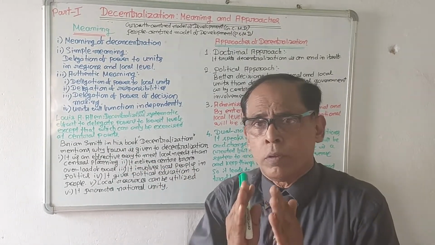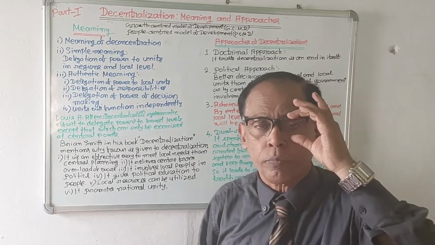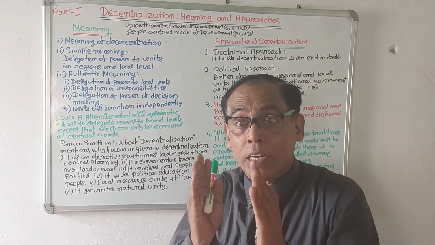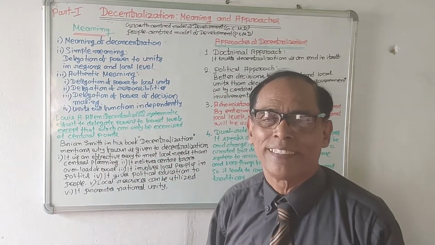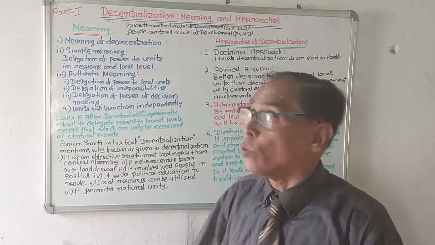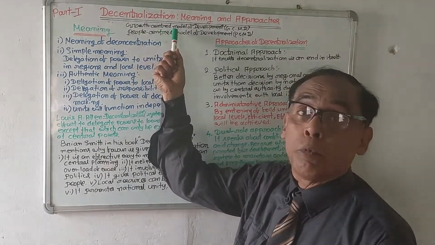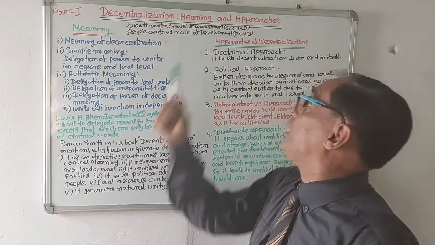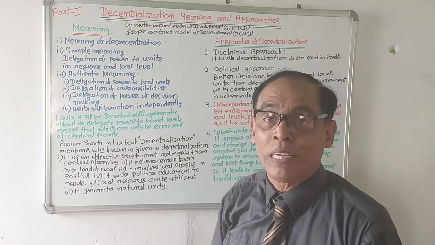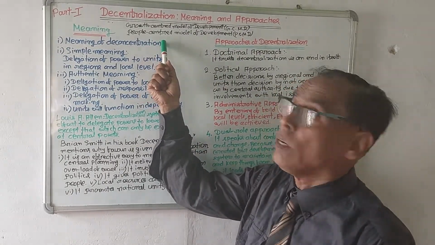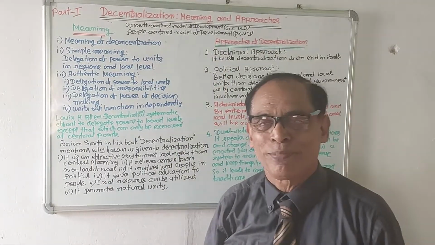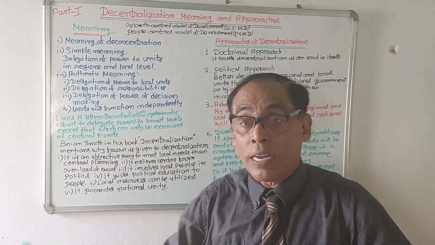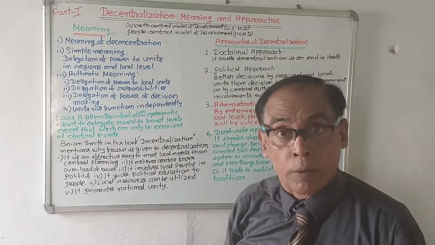Let us start. What is decentralization? In the present world, there are 2 methods of development. One method is known as the growth-centered model of development, GCMD. The other one is the people-centered model of development, PCMD. One is the growth-centered model of development.